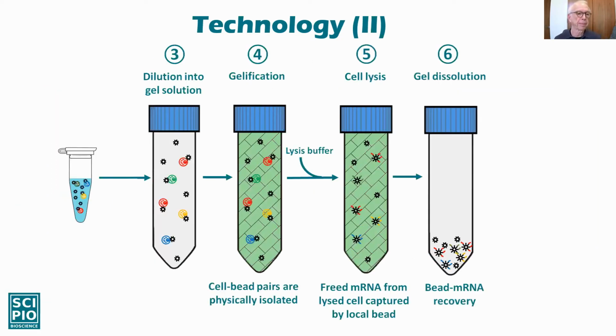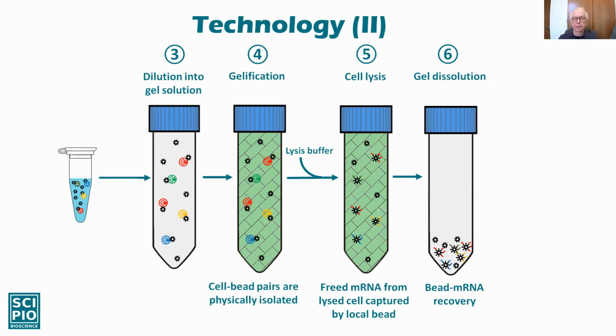So in the next step, once we have the cells and the barcodes linked, we can dilute that into a hydrogel, a reversible hydrogel. So it's at the temperature where it's a liquid, a higher temperature. Then we can lower the temperature and the gel forms. And in that way, the cell bead pairs are isolated and held in place by the gel.